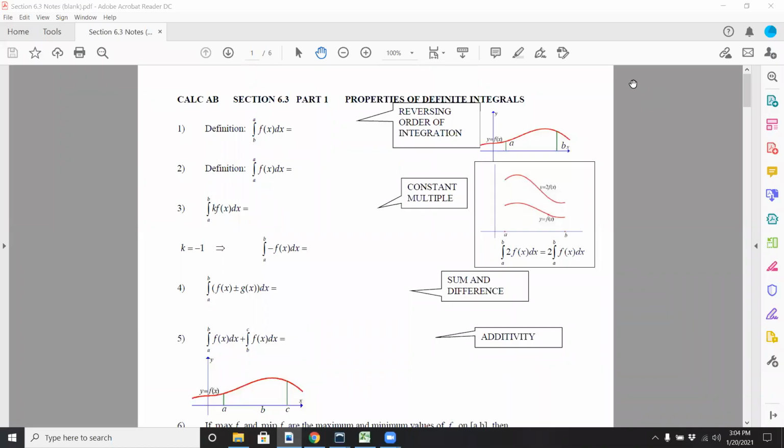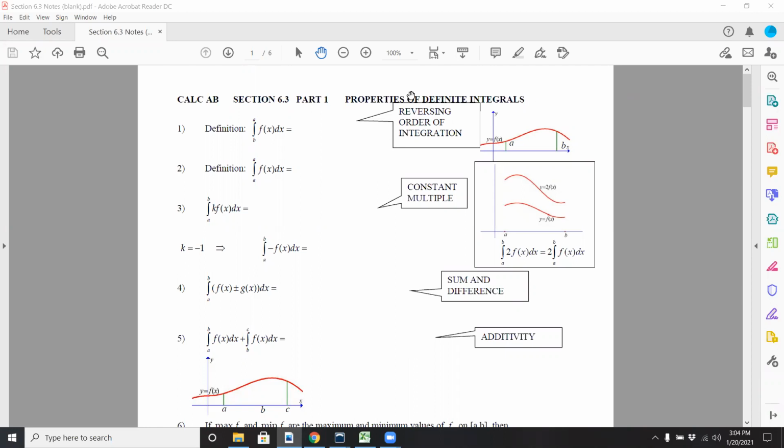Hello, welcome to a video discussing section 6.3 on properties of definite integrals. We are going to discuss the first 2 pages of these notes. So the first property we're going to talk about is the reversal of the order of integration.